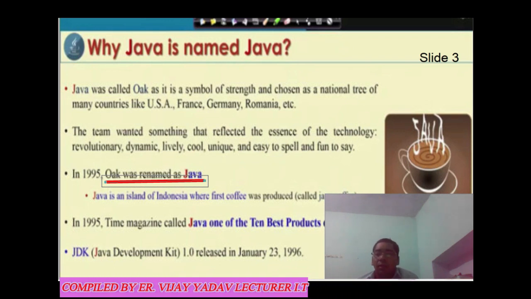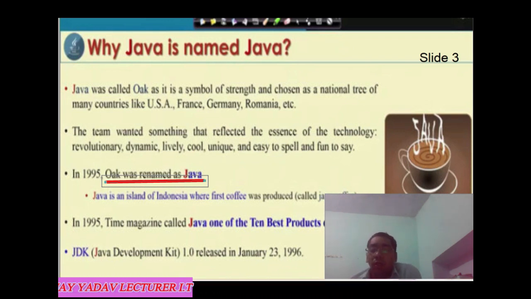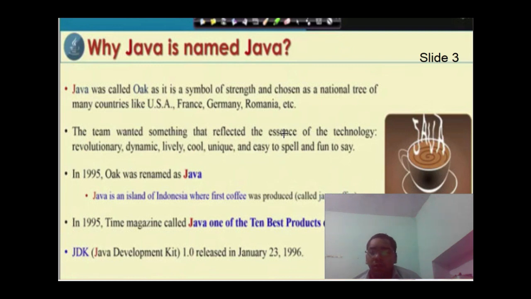In 1995, Gosling introduced the name Java. Java is an island of Indonesia where the best coffee of the world is produced. So here we can see the coffee cup as a symbol for Java. In fact, Gosling was very fond of coffee. That is why he chose the name Java for this programming setup.